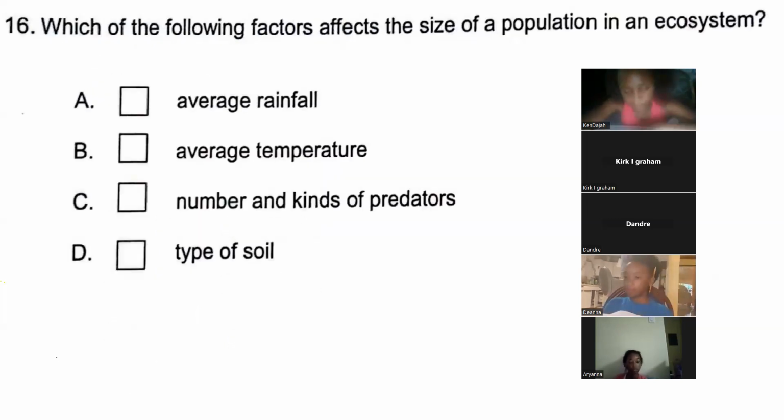Go ahead, Ariana, read this. Which of the following factors affects the size of a population in the ecosystem? A. Average rainfall. B. Average temperature. C. Number and kinds of predators. D. Type of soil.